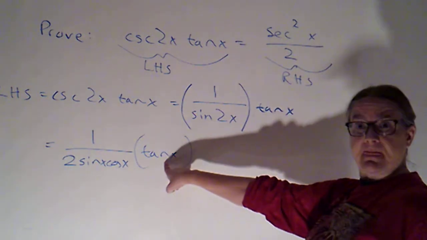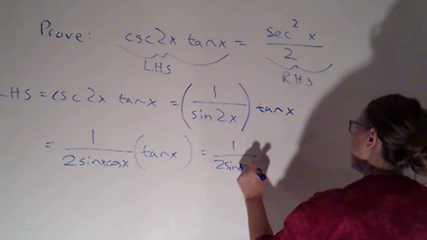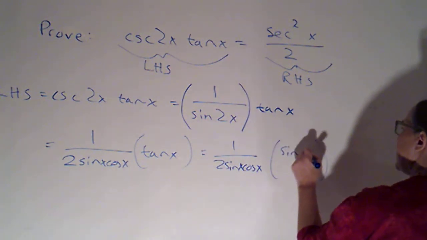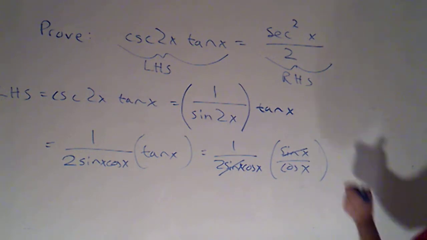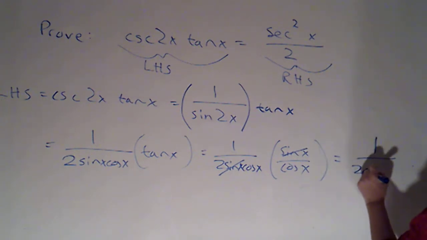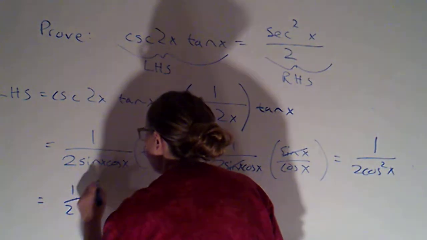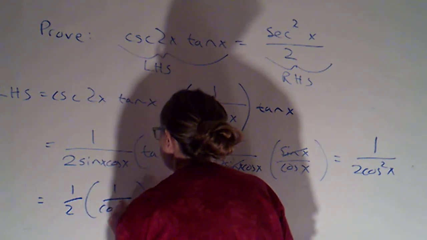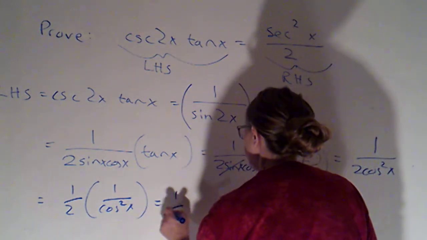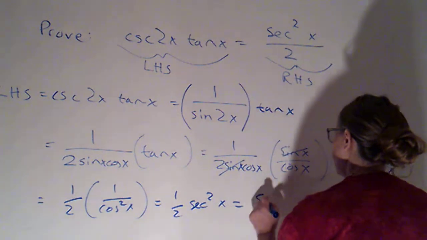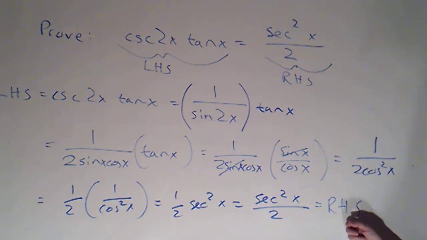And I'm thinking I maybe want to write that in terms of sines and cosines. So 1 over 2 sine x cosine x times tangent, which would be sine x over cosine x. I can cancel those sines. I've got 1 over 2 cosine squared x. But that is just 1/2 times 1 over cosine squared x. And I recognize that that's secant squared. So that's 1/2 of secant squared, which I could write as secant squared x over 2. And that is the right-hand side.